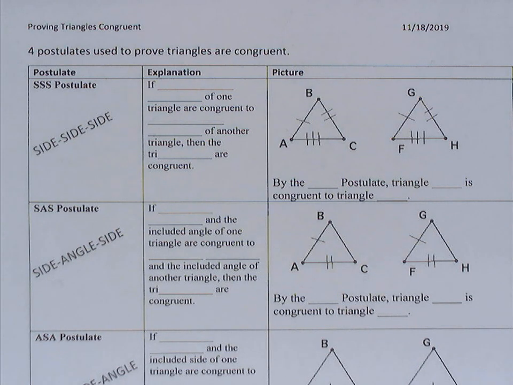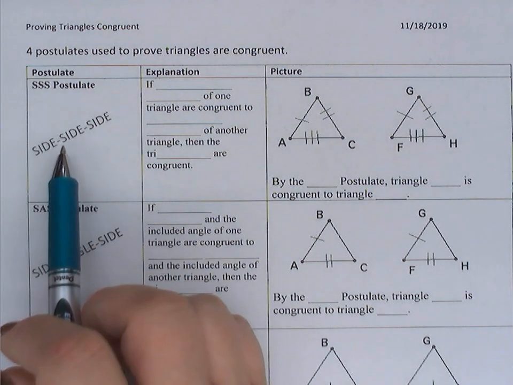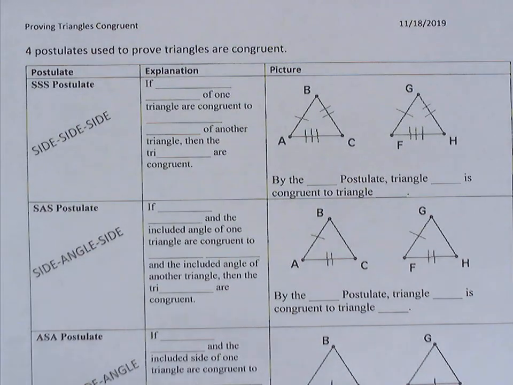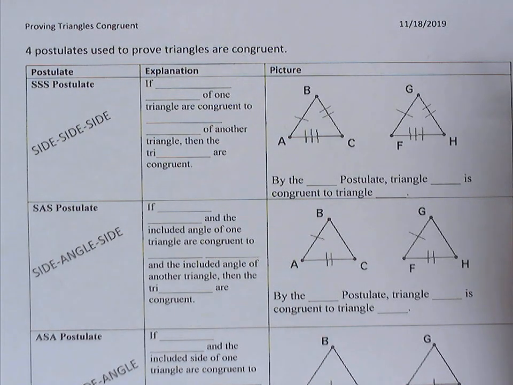Today we're going to look at proving triangles congruent. To do that, we're going to look at 4 specific postulates that are used frequently to prove that triangles are congruent. The first one is the SSS postulate, which is side, side, side. It says if 3 sides of one triangle are congruent to 3 sides of another triangle, then the triangles are congruent.